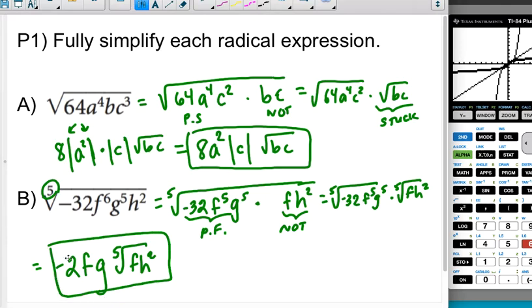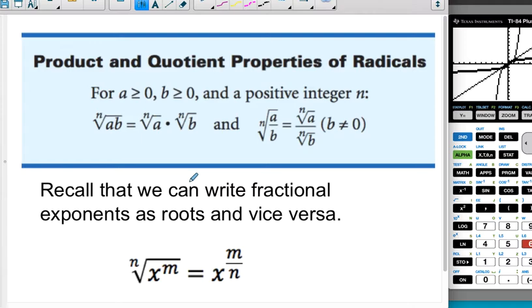Again, no need for absolute values because it's an odd root. All right, moving on. So I kind of already cheated and showed you this one a little bit, right? So the product, if you have a product of two things inside a root, you can split them apart into two roots, and I was actually sort of secretly already doing that.